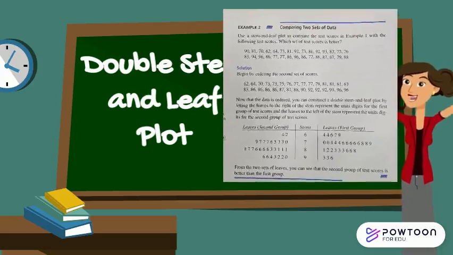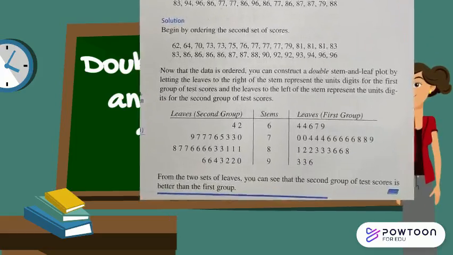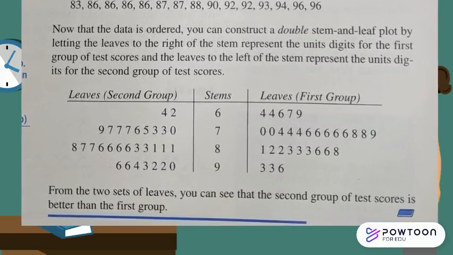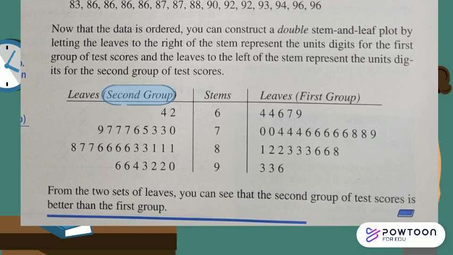You can also make a double stem and leaf plot where it's easy to compare 2 groups. You can see from this data that the second group had higher test scores than what the first group of students did.